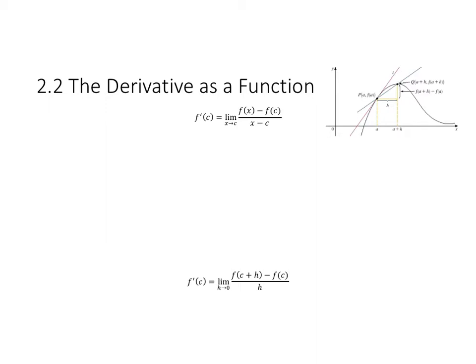We've already learned that f prime of c is the derivative, and this formula, the limit as x goes to c of f of x minus f of c over x minus c, is how we've been finding the derivative. I'm going to show that these two formulas are equivalent, where the limit as h goes to 0 of f of c plus h minus f of c over h. These are equivalent formulas, and sometimes it's more convenient to use the first formula when we're given a specific point, and to use the second formula when we're not given a specific point.